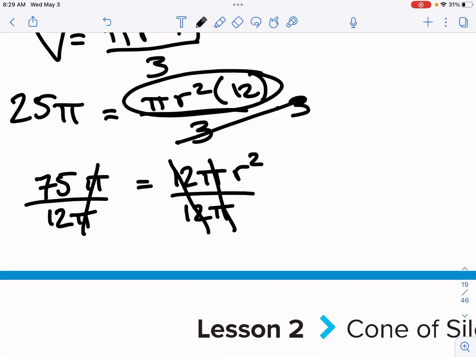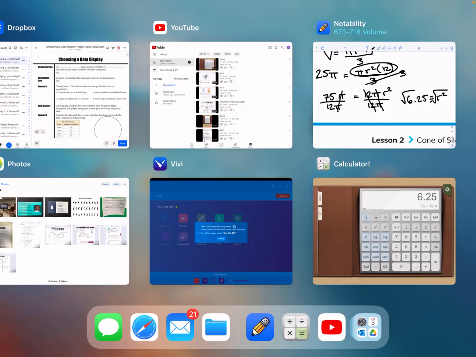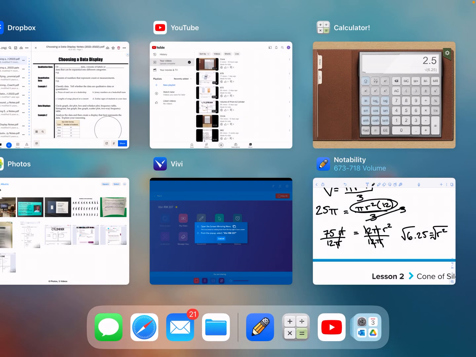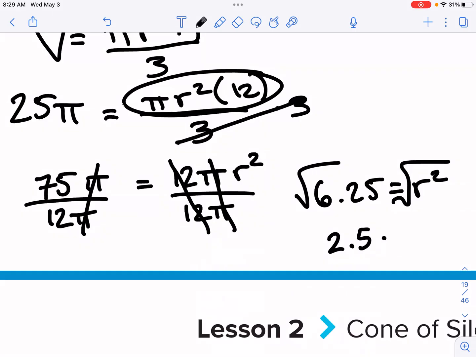So we're going to get 6.25 is equal to r squared, but we want to find the radius, so we got to take the square root of that. So the square root of 6.25 is 2.5. So 2.5 inches is our radius.